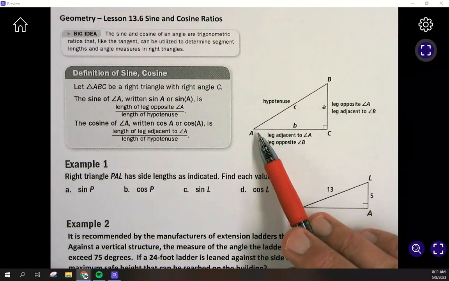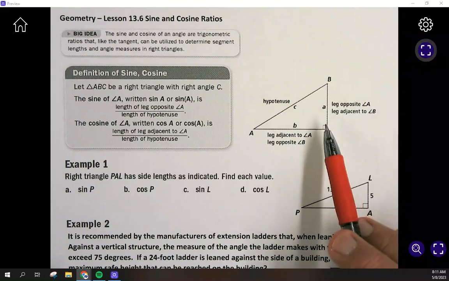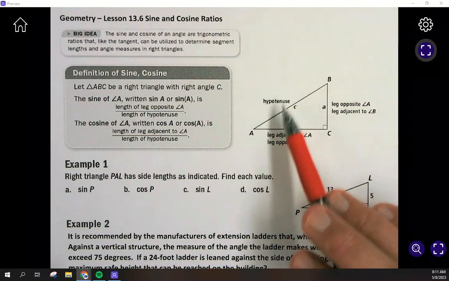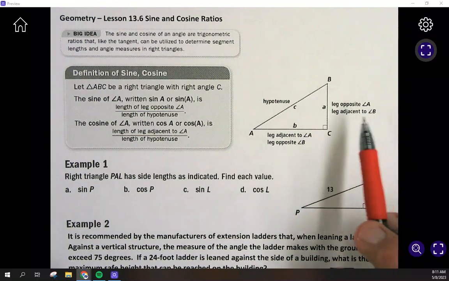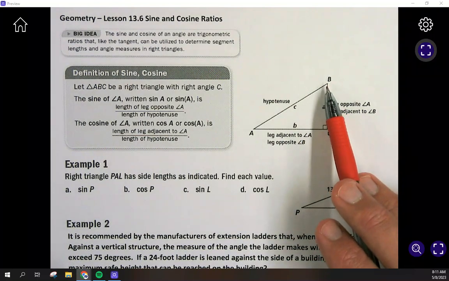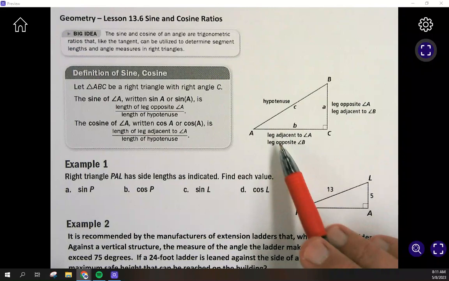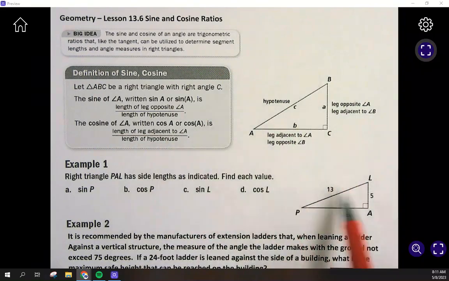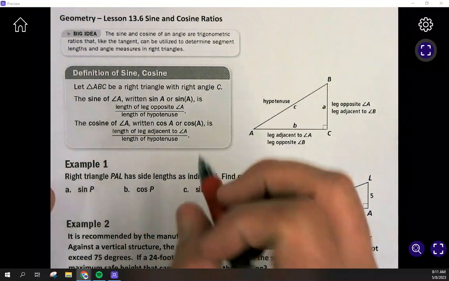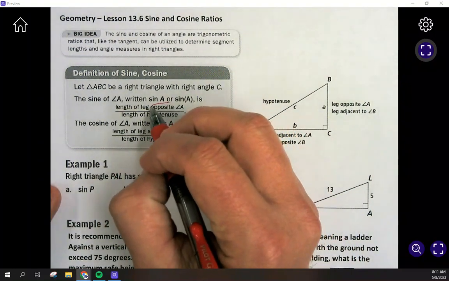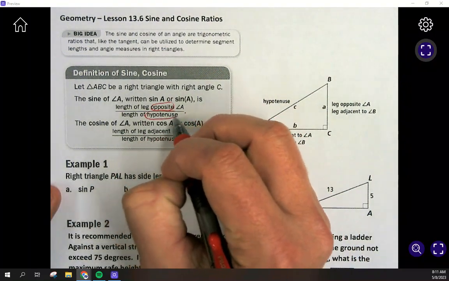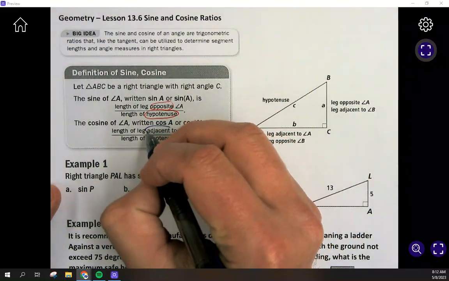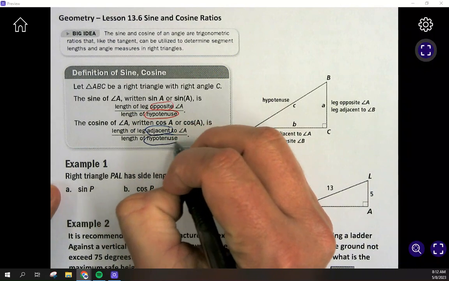So from A, all the way across would be the opposite. Okay, and then the one that's next to it would be adjacent. We always refer to C, across from 90, as the hypotenuse. And then from angle B, over here, B would be opposite, and then this would be adjacent. So it all depends on which angle we're coming from. So for sine, we're looking at opposite over hypotenuse. And then for cosine, we're looking at adjacent over hypotenuse.